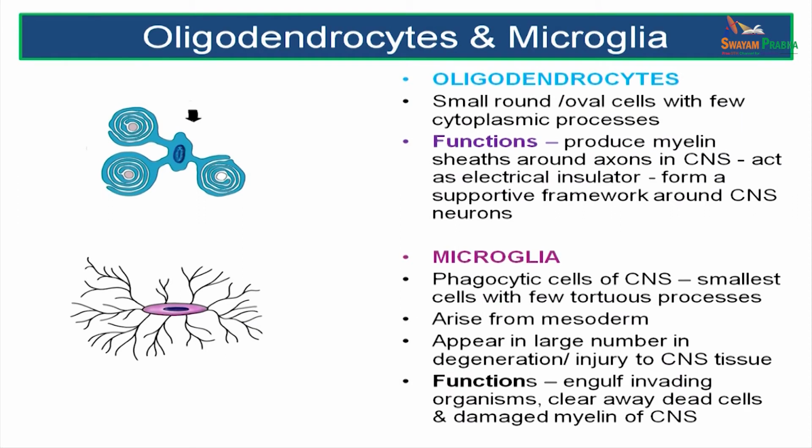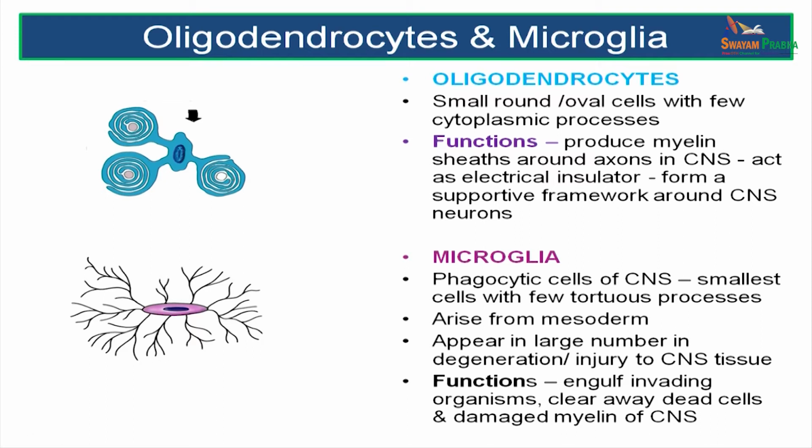Let's talk about the oligodendrocytes and microglial cells. Oligodendrocytes are the myelin-producing cells found in the central nervous system. One oligodendrocyte can provide myelin sheaths to parts of more than one axon. Like you see here in this figure, this is one oligodendrocyte. It is sending processes to 3 neighboring axons and providing myelin sheaths for them. Myelin sheath is a protective covering which protects the axon that it surrounds.